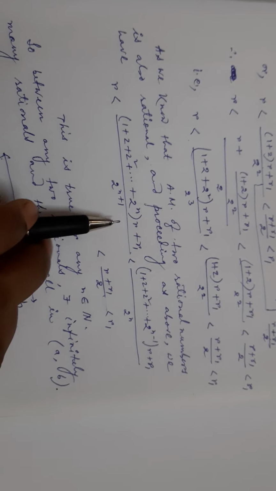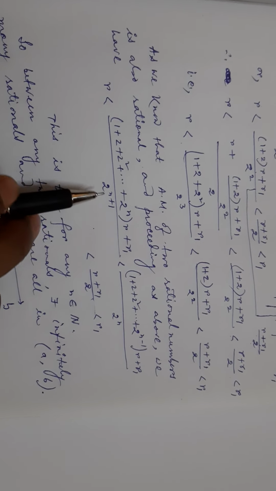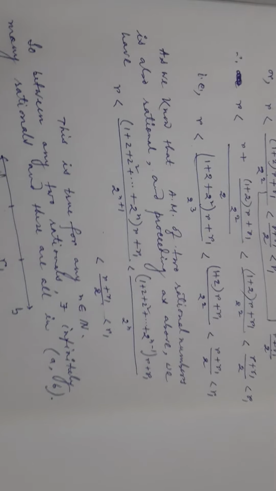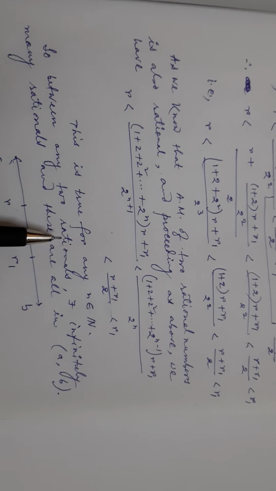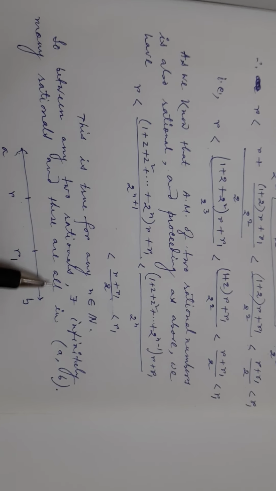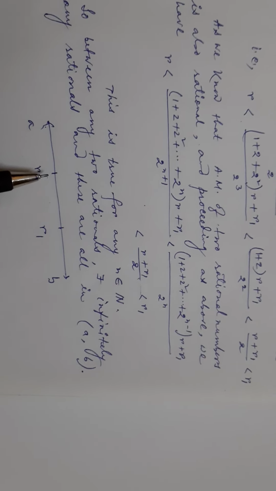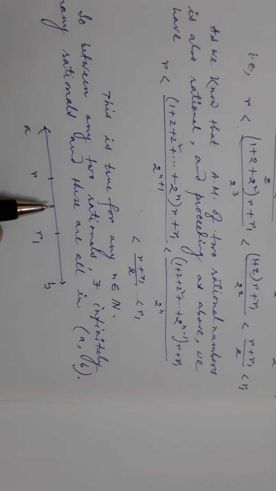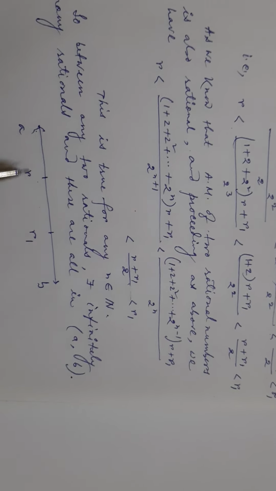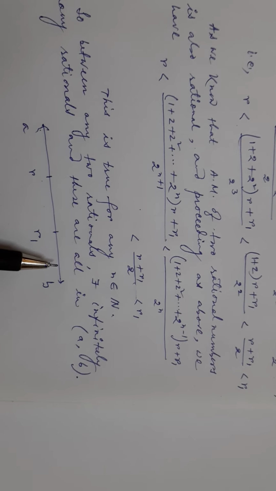So we find that if we increase the values of n, we will get infinitely many rational numbers in between r and r1. So between any two rationals there exist infinitely many rationals, and these are all in the open interval (a, b), because whenever there exist infinitely many rational numbers between r and r1, they are also in the open interval (a, b). That's all.